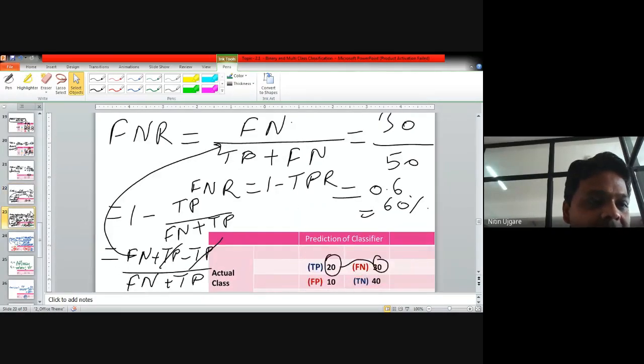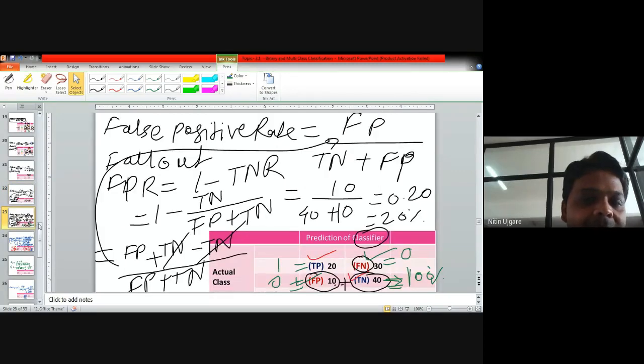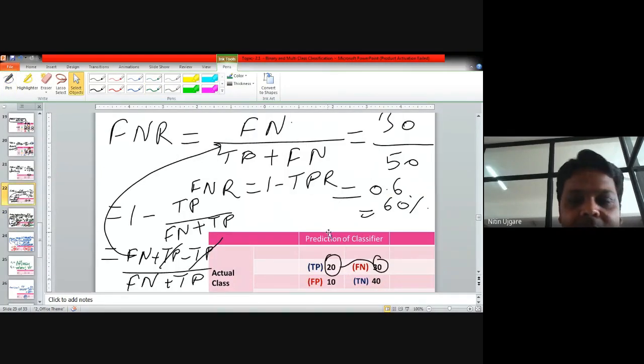From these two, FNR and FPR, I conclude that the classifier performs well for the negative class instances because the FPR value is approaching 0. But in contrast, the value of FNR is approaching 1, and that indicates the performance of our classifier for the positive class instances is very bad.